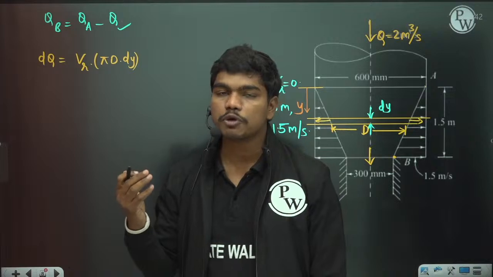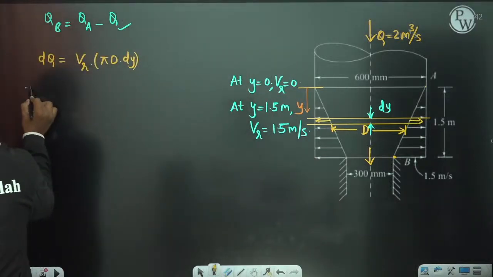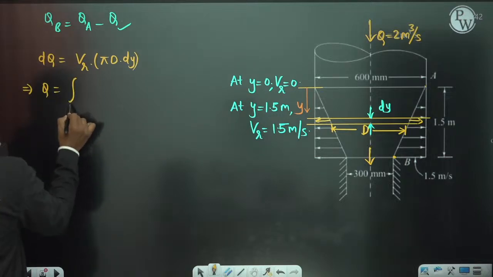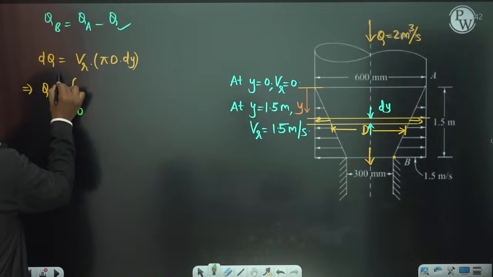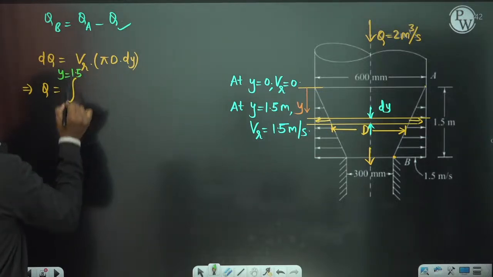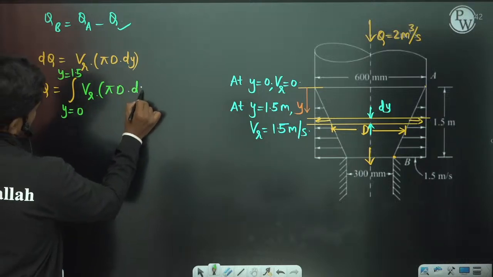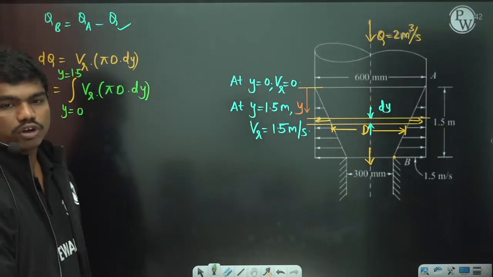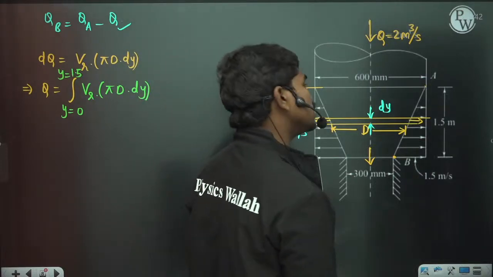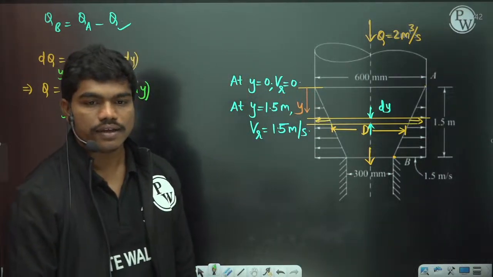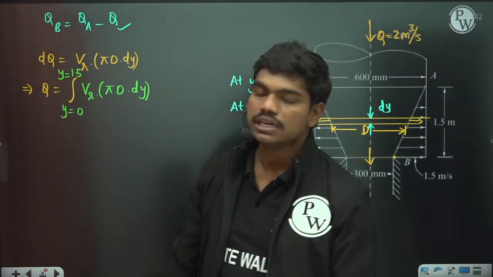So obviously you have to integrate this expression from 0 to 1.5. That's it. This implies the total discharge Q is equal to the integral from y = 0 to y = 1.5 meters of Vr times pi d dy. Now the only thing is Vr is not a constant, it is changing along the y direction. Similarly, this diameter d is also not a constant, it's also changing along the y direction. So your job is to get this d and of course the radial velocity in terms of y.